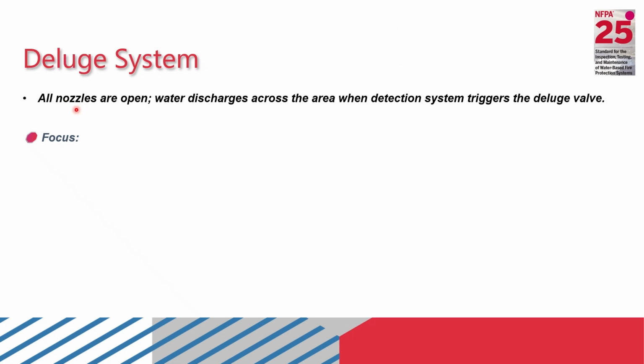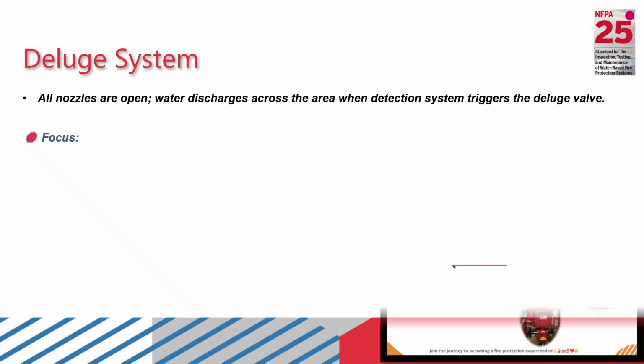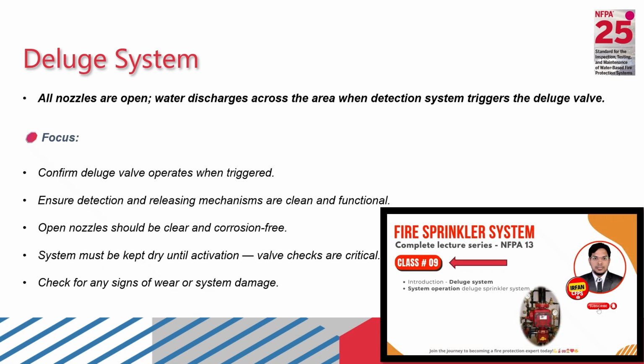Deluge systems, in which all nozzles are open type, water discharges across the area when detection system triggers the deluge valve. Our main focus should be on few points, like we should confirm deluge valve operates when triggered, ensure detection and releasing mechanisms are clean and functional, open nozzles should be clear and corrosion free, system must be kept dry until activation, valve checks are critical, check for any signs of wear or system damage.